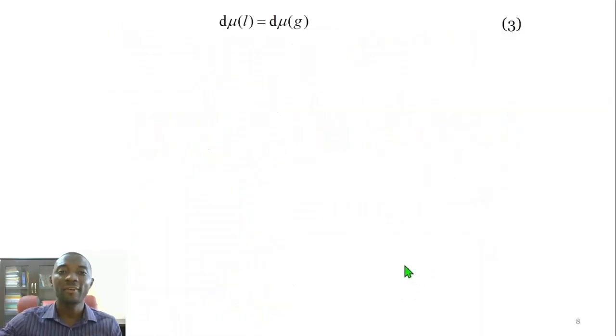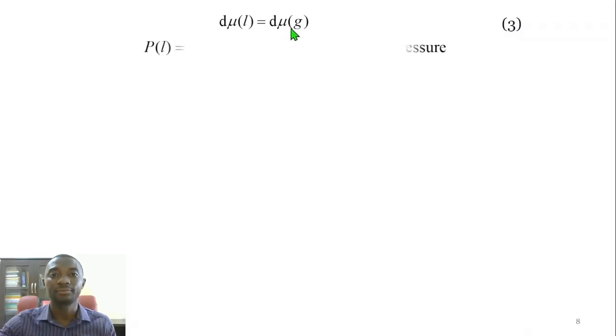And because these are in equilibrium, a very small change in the chemical potential of one will lead to a corresponding change in the chemical potential of the other one. So a small change in the chemical potential of the liquid will lead to a corresponding small change in the chemical potential of the vapor.